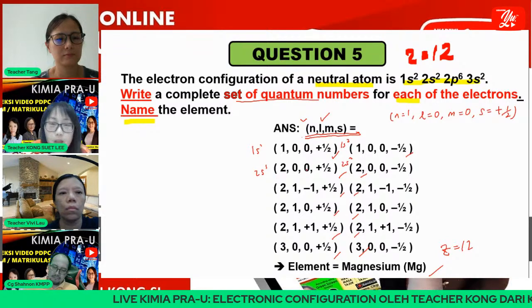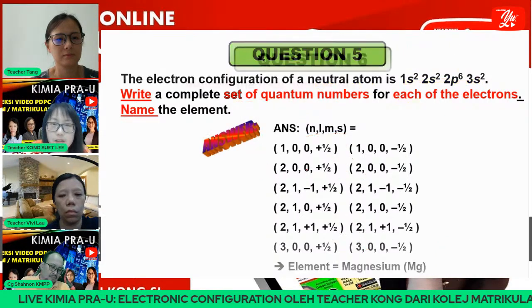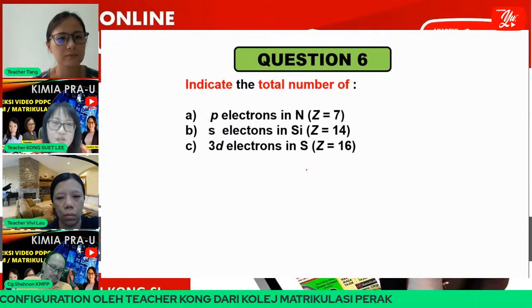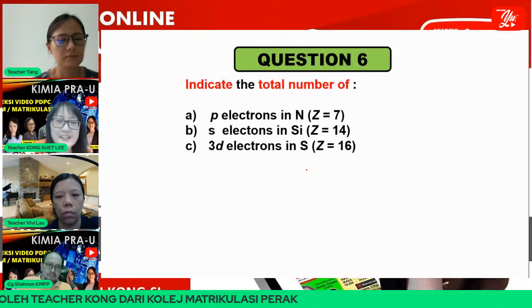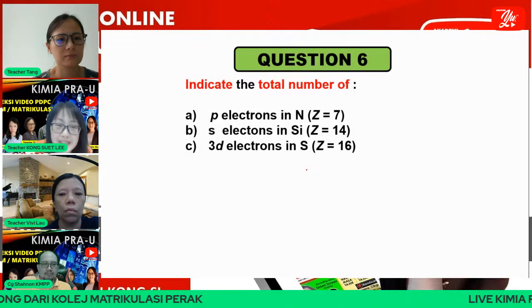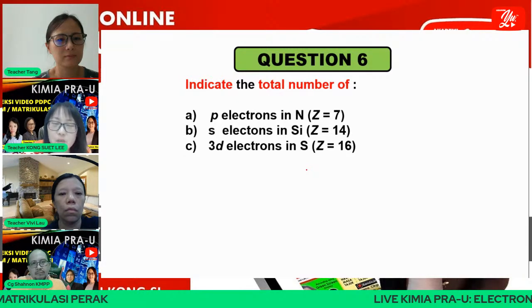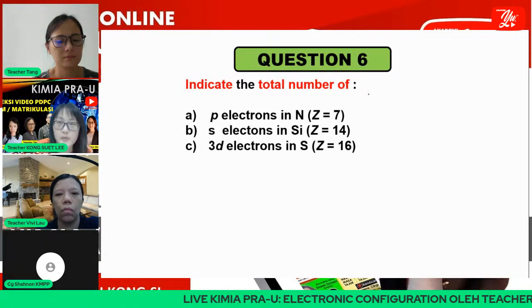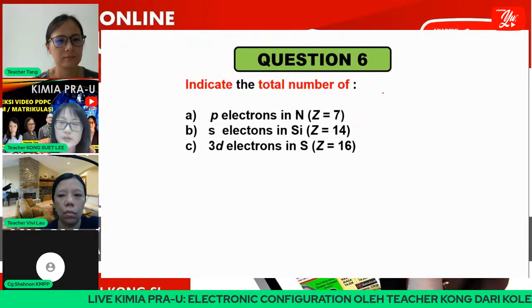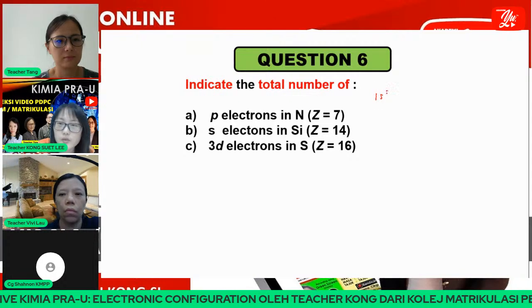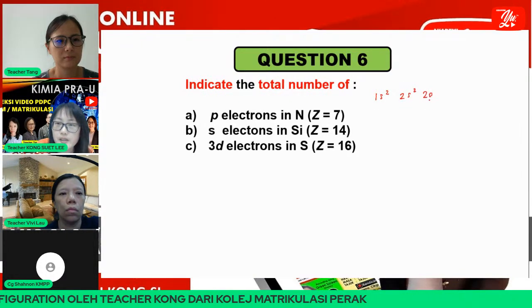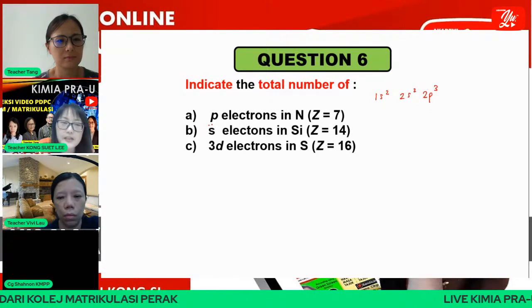Okay, let's try question number 6. This one is a bit trickier. Indicate the total number of p electrons in nitrogen with the proton number of 7. Let's try. First of all, you must know how to write the electronic configuration. So 1s2, 2s2, 2p, 4 already, right? So 3. So how many p electrons are there?